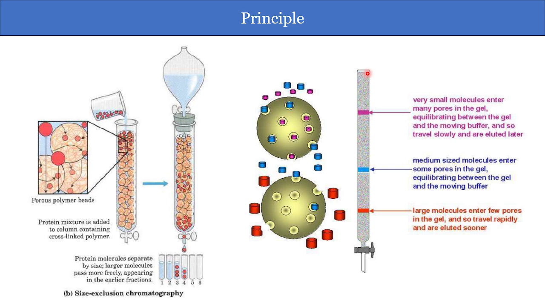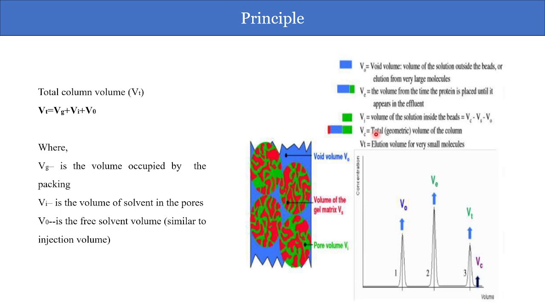And then what happens, the small molecules have to enter each of these paths and then come out. So the smaller molecules enter many pores in the gel, and hence travel very slowly, after which you have the medium sized and the large molecules that did not cover all the beads, and they elute faster, the smaller molecules eluting at the last.